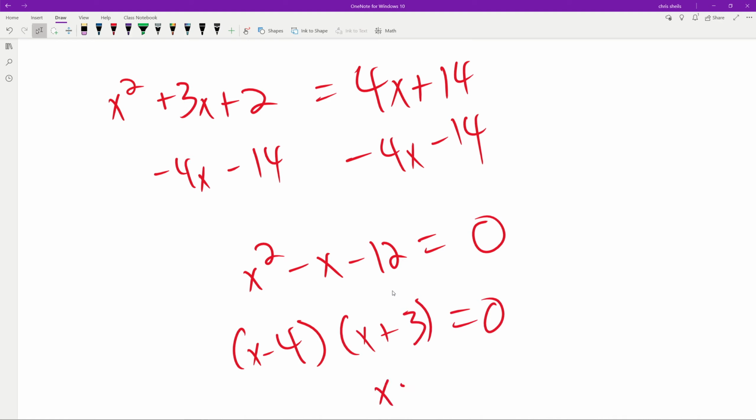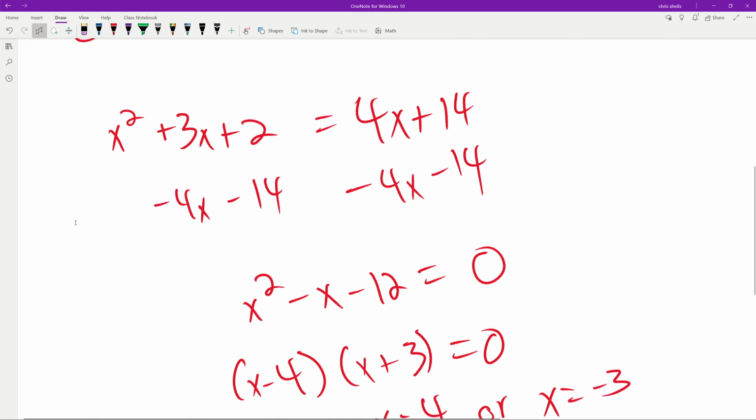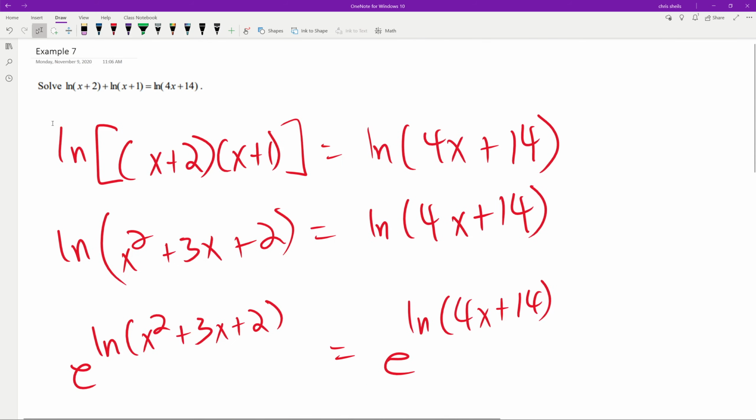And when I solve here, I get x equals 4 or x equals negative 3. Now, whenever I check this in my original problem, x equals 4 looks perfectly fine. I don't get anything negative and I don't get any zeros inside of these logarithms.